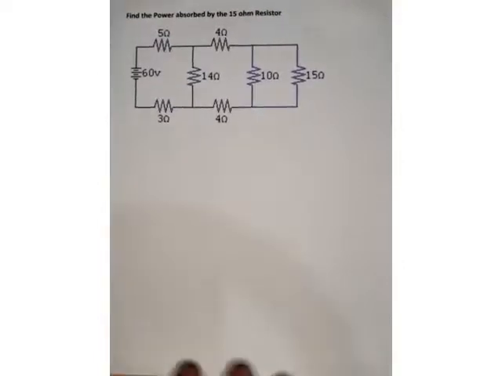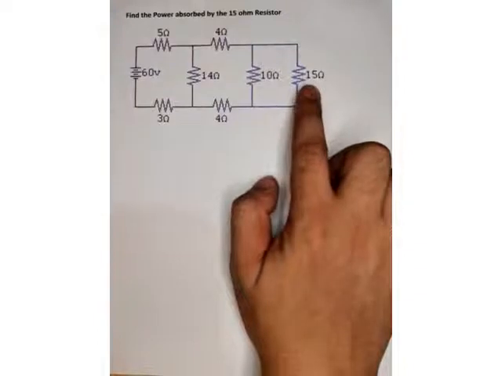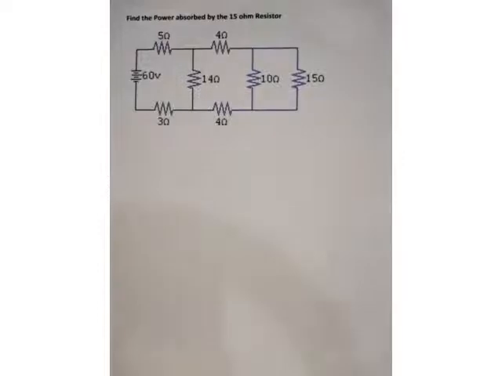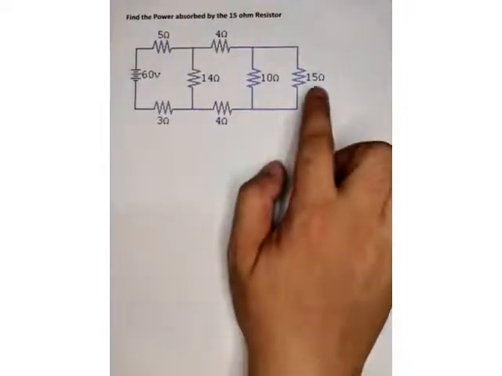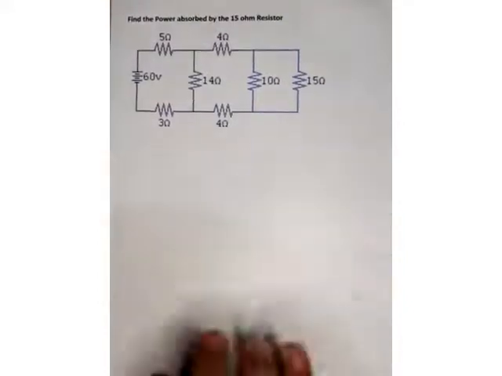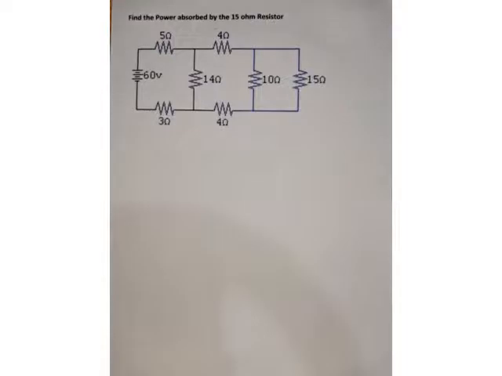Current, and then the power absorbed by the 15 ohm resistor based on this given circuit network. Okay, so we're given 60 volts and we are just to find the power of the 15 ohms here. Or we can also find everything. Okay, let's find everything. No, let's just focus on the 15.